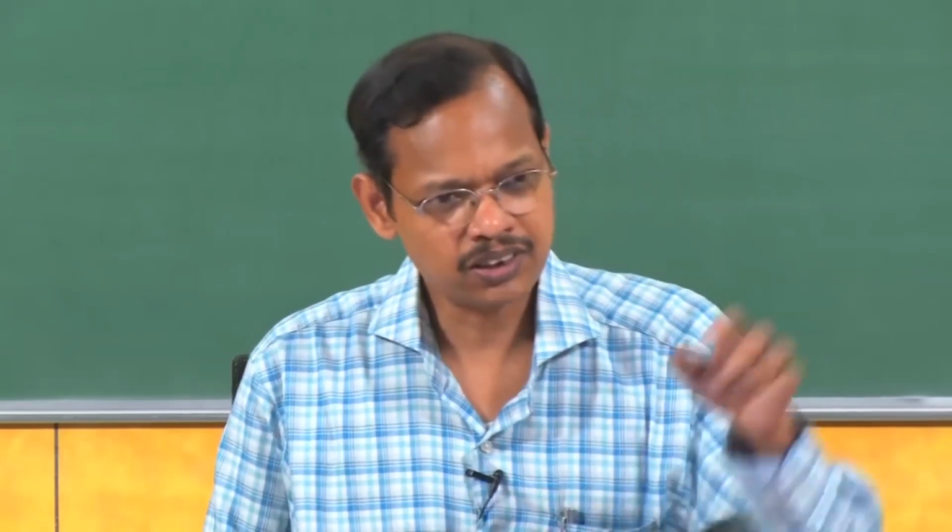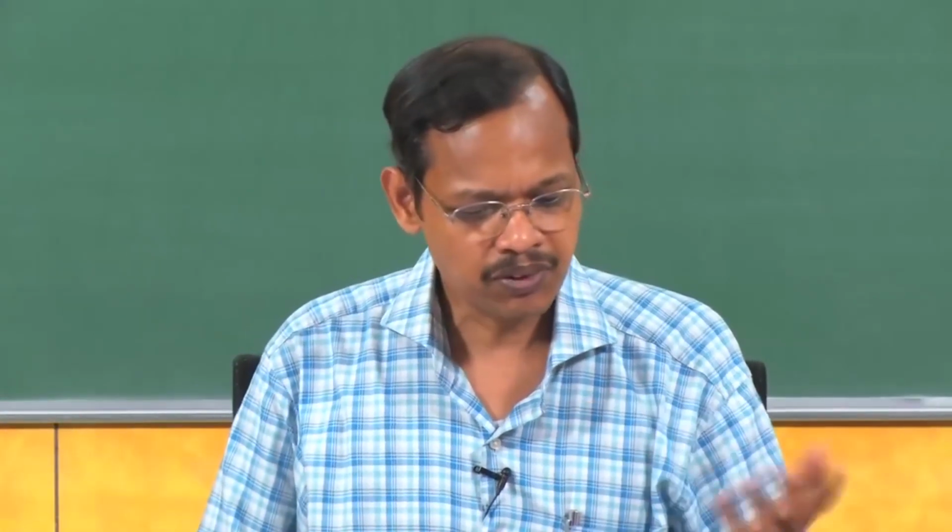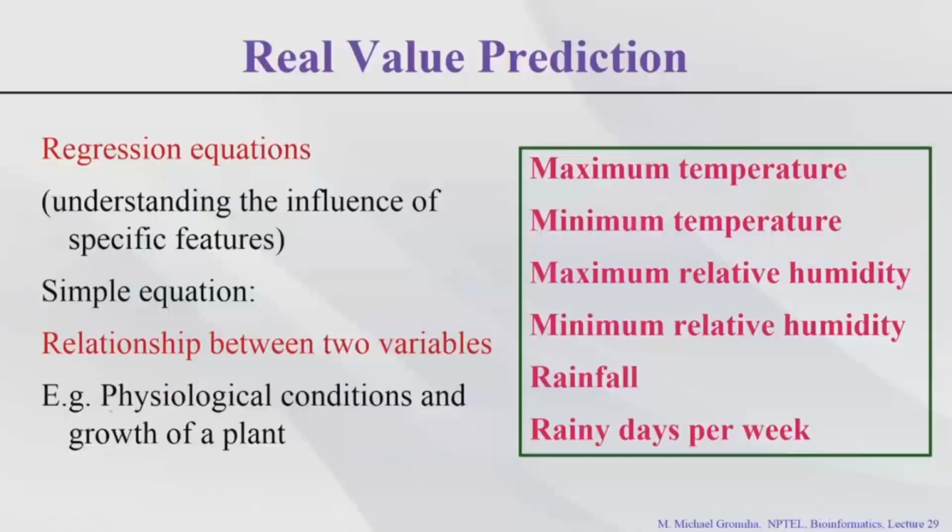Now, the next one is real values. For example, if you have the binding affinity of 0.2 kilocalorie per mole or the stability of 1.2 kilocalorie per mole, how can we do that? In this case we can use regression equations. On the y axis you can see your experimental data, and on the x axis you can see the various important features. For example, if you want to relate the physiological conditions to the growth of a plant, this in the agriculture field is very important.